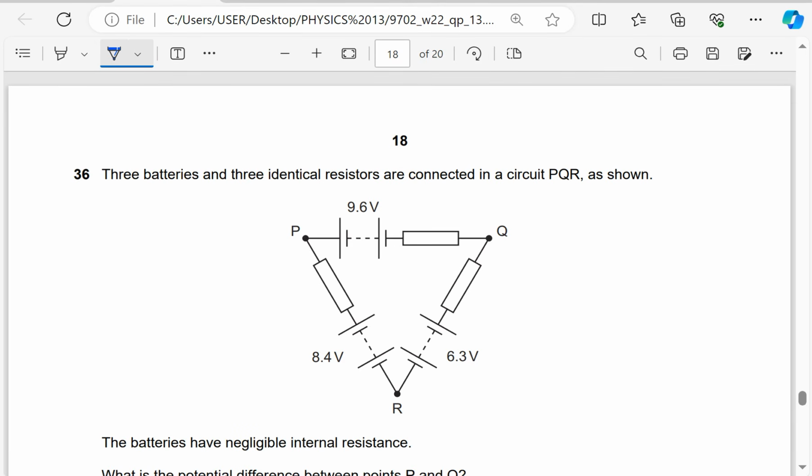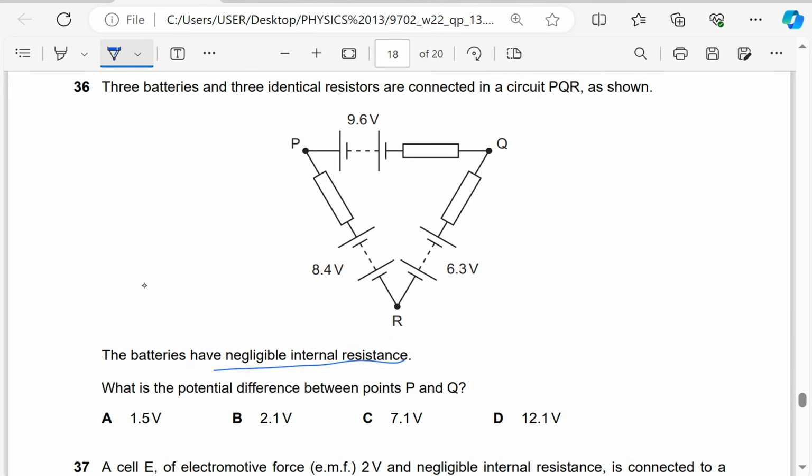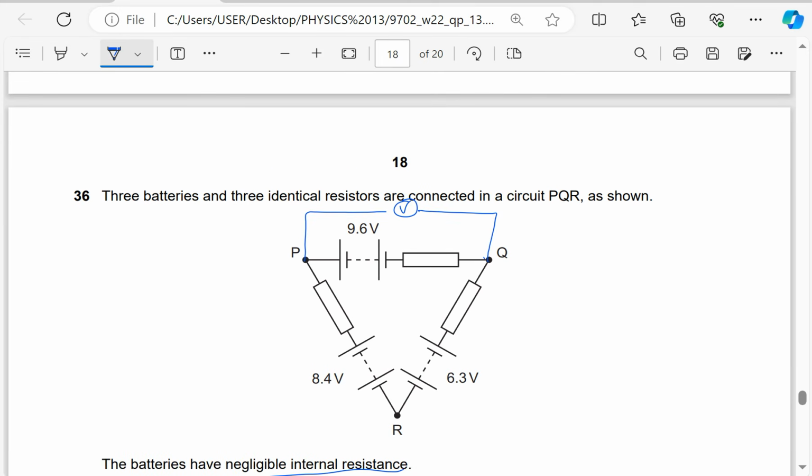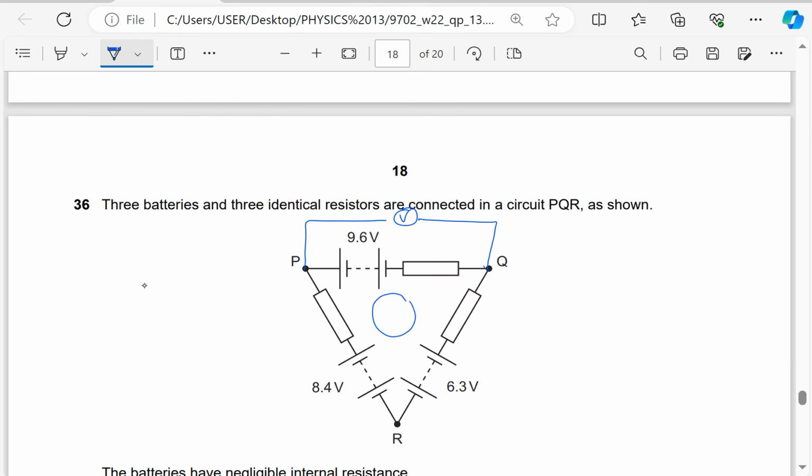3 batteries and their identical resistors are connected in a circuit PQR as shown. There are 3 batteries. The batteries have negligible internal resistance. What is the potential difference between points P and Q? So the voltmeter is going to be put here to tell the PD across P and Q. So first of all, I'm going to find the effective EMF by using Kirchhoff's law.